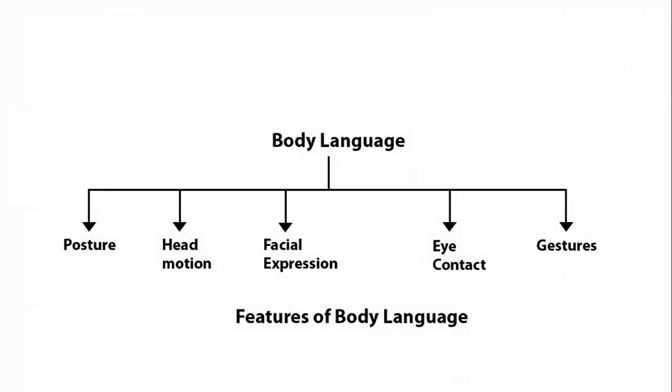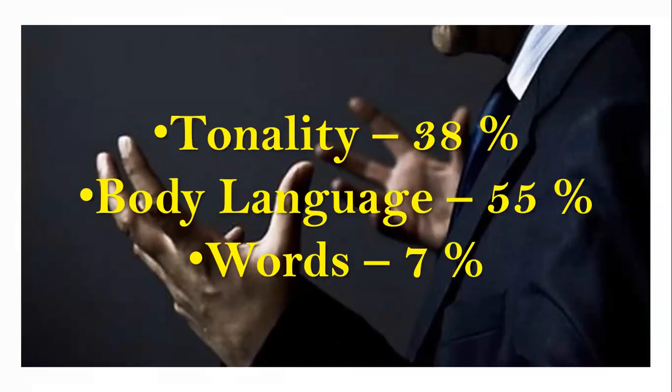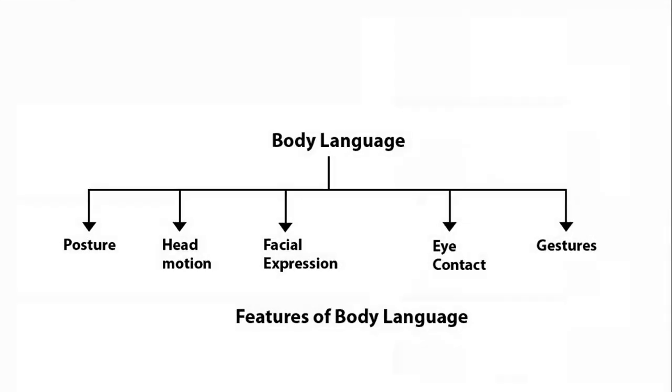So when we talk about body language, what are we referring to? By the way, your words only constitute 7%. And a lot of times we pay a lot of attention to our words when we should be focusing on our body language. So these are a few things you must pay attention to. They are the features of your body language. Number one, your posture, how you stand on the podium, how you move on the podium.